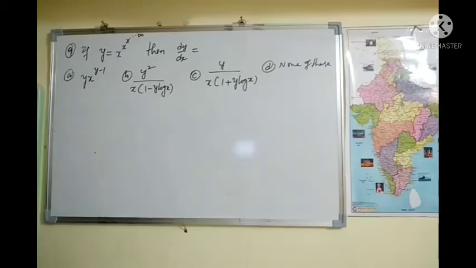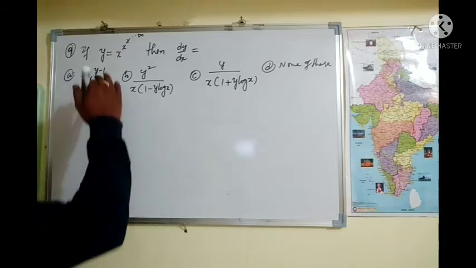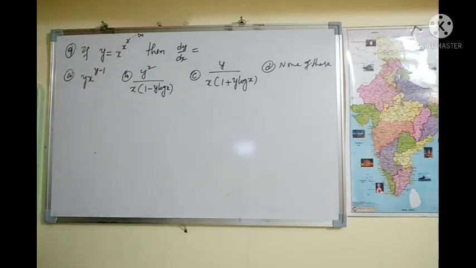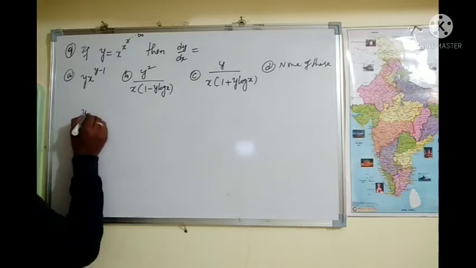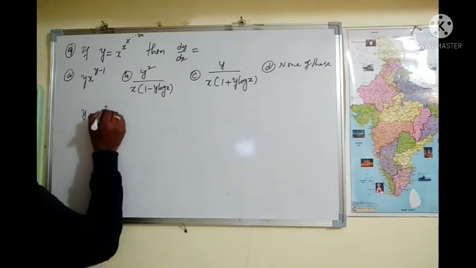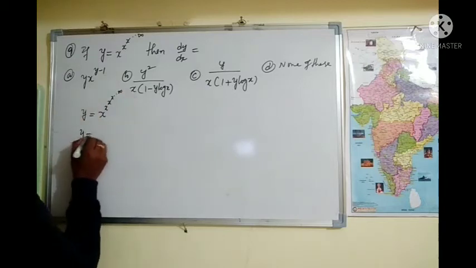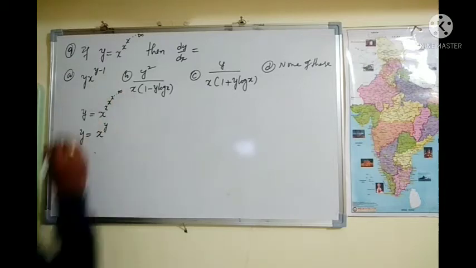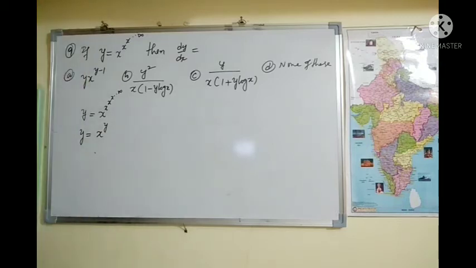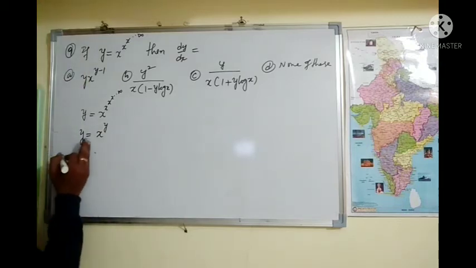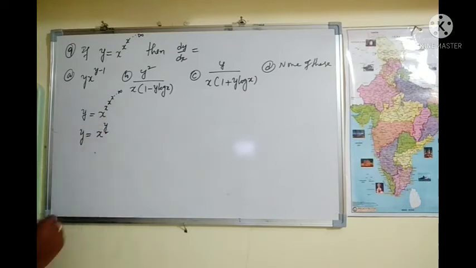Example: if y is equal to x to the power x to the power x and so on to infinity, then dy by dx is, here we have 4 options. Now here also the result is in power form. See, y is equal to, this result can be written as x to the power x to the power x to the power x to infinity. Because it goes to infinity, here consider y is equal to x to the power y.